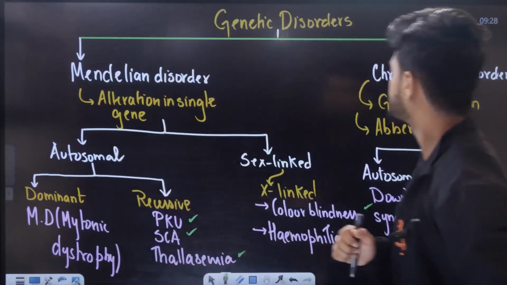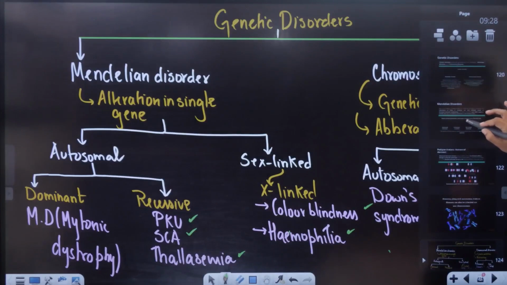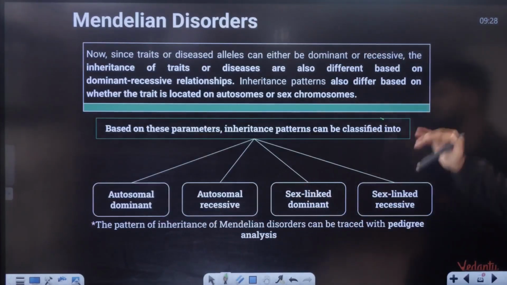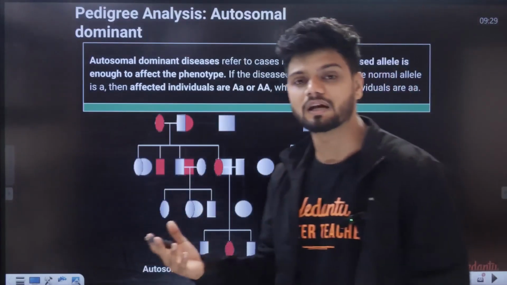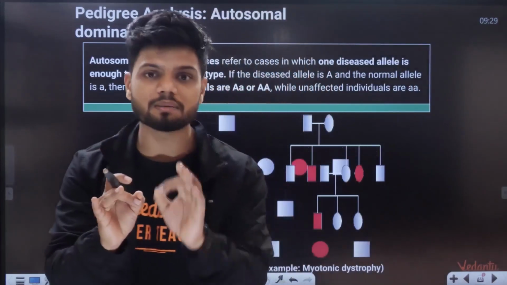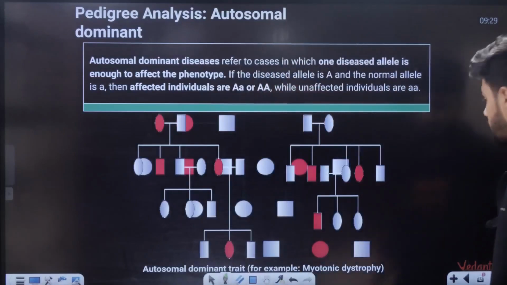Genetic disorders, a beautiful table is here. We have autosomal dominant, autosomal recessive, sex-linked dominant, sex-linked recessive. All of them are present in Mendelian disorder. All of these Mendelian disorders can be studied with the help of pedigree also. And remember, in pedigree we always study Mendelian disorder only. Nothing extra.